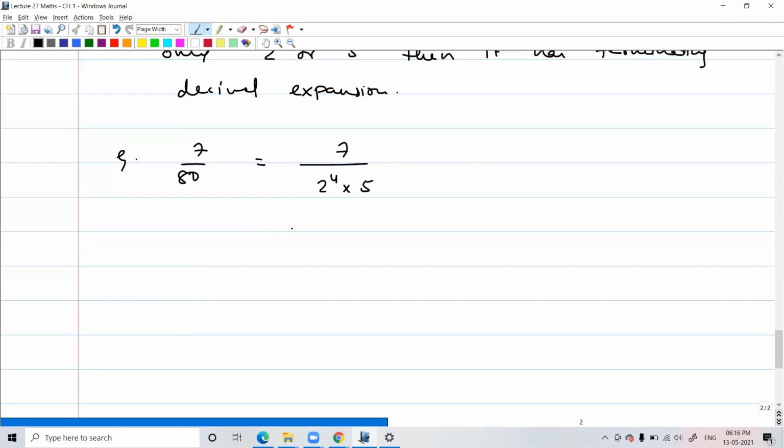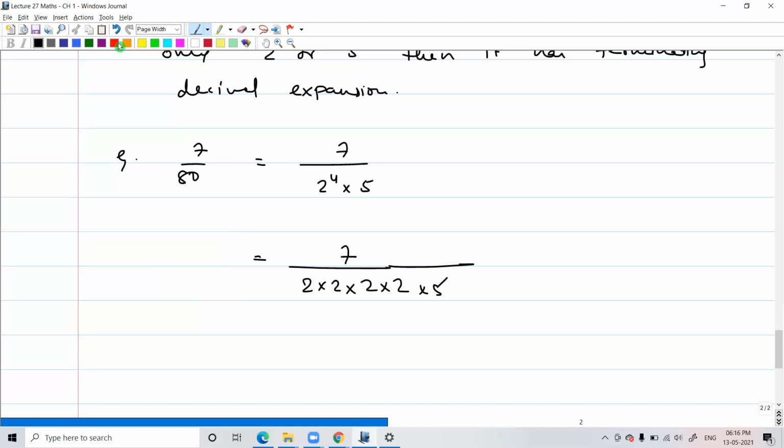Let me give you the idea. So what do we have? We have a 7 and then there's a 2 to the power 4. So I'm going to expand this a little bit, which is not necessary for the answer, but to explain to you. Let's write this 2 to the power 4 as 2 into 2 into 2 into 2. This is your 2 to the power 4, and then you have a 5. Okay.